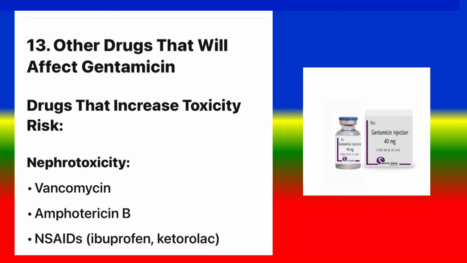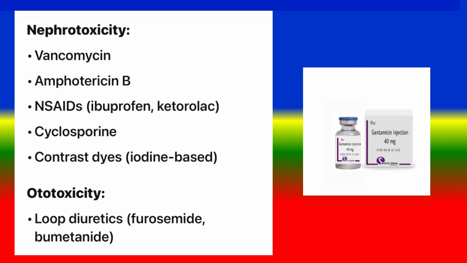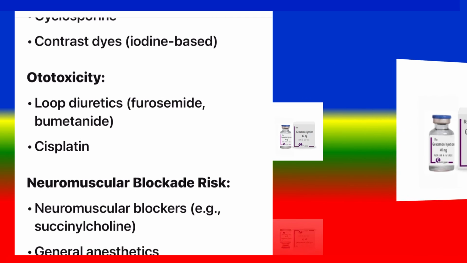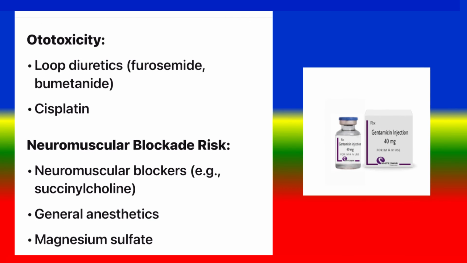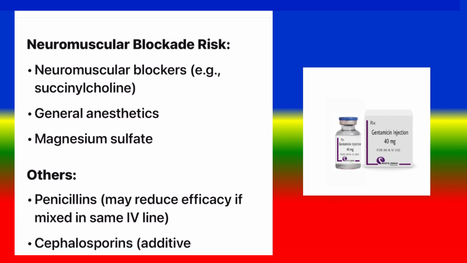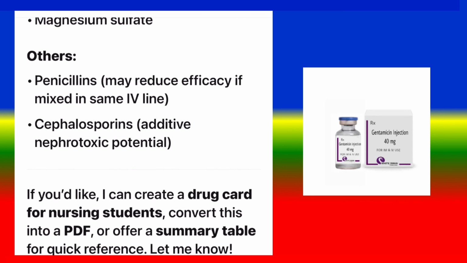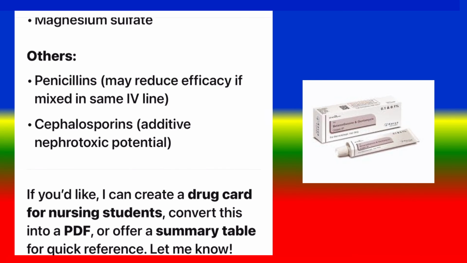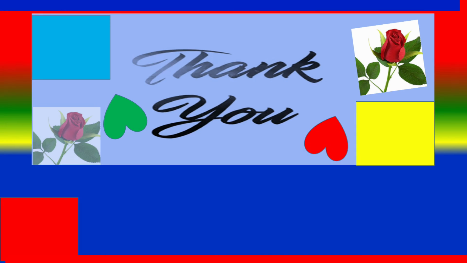13. Other drugs that will affect gentamicin. Drugs that increase toxicity risk. Nephrotoxicity: vancomycin, amphotericin B, NSAIDs, ibuprofen, ketorolac, cyclosporine, iodine-based contrast dyes. Ototoxicity: loop diuretics, furosemide, bumetanide, cisplatin. Neuromuscular blockade risk: neuromuscular blockers, e.g. succinylcholine, general anesthetics, magnesium sulfate. Others: penicillins may reduce efficacy if mixed in the same IV line. Cephalosporins: additive nephrotoxic potential.